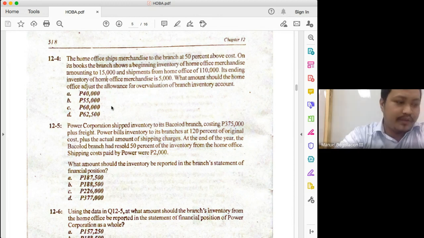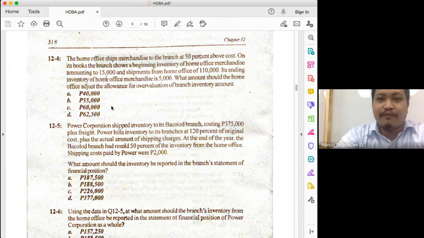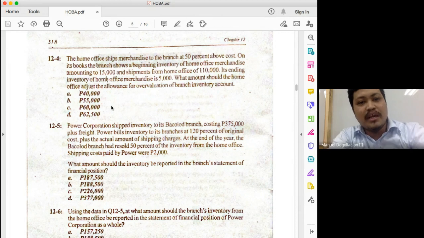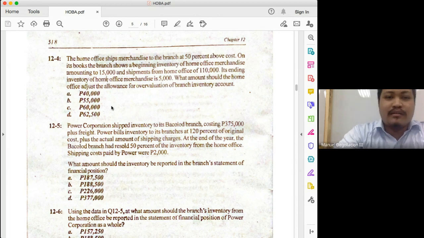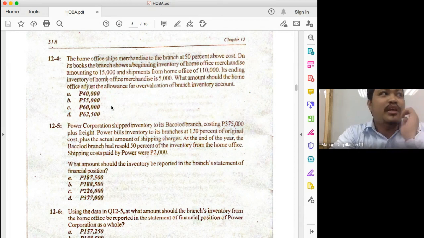Now let's try to go over the rest of the given in the problem. The home office ships merchandise to the branch at 50% above cost. On its books, the branch shows a beginning inventory of home office merchandise amounting to 15,000 and shipments from home office of 110,000. Because if the amounts are taken from the books of the branch, that means those amounts are at billed price.